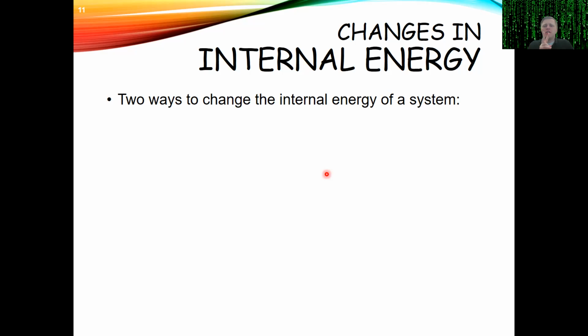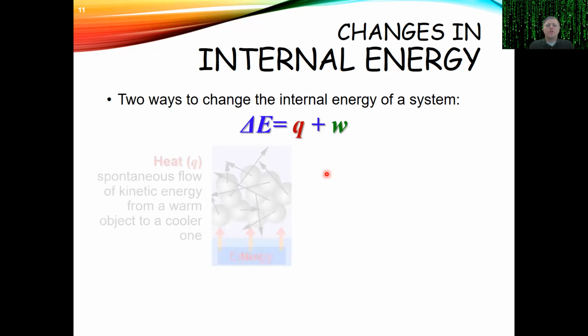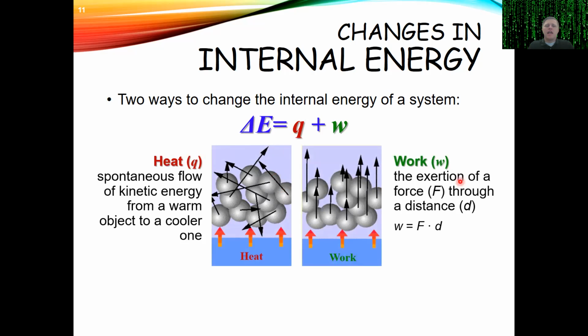So there's only actually two ways to change our internal energy, which is nice because it makes it a little easier on us, right? Those two ways are heat and work. So for whatever reason, heat is defined as Q. And I don't know where that letter came from, but it's what we use. And heat is the spontaneous flow of kinetic energy from a hotter thing to a colder thing.